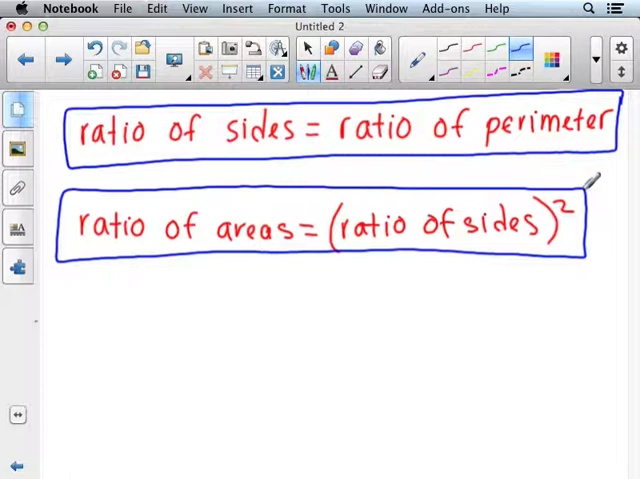So the ratio of the sides is the same as the ratio of the perimeters, and the ratio of the areas is the ratio of the sides squared. So these are your two main ideas here. So let's look at an example problem.